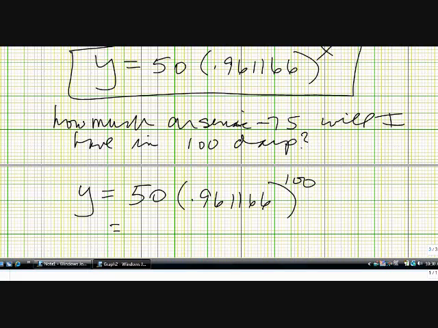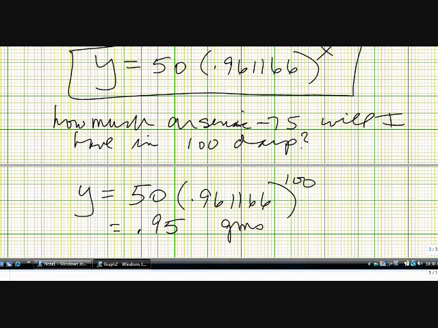And that's 50 times 0.961166 to the 100th power. I'll have 0.95 grams left after 100 days.